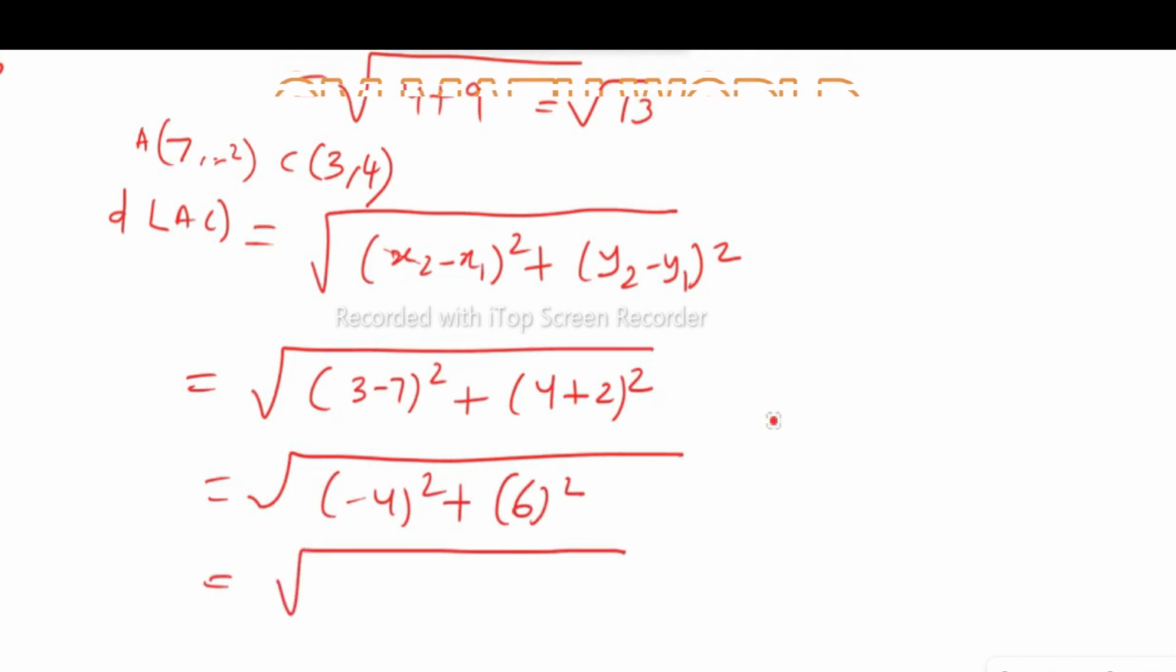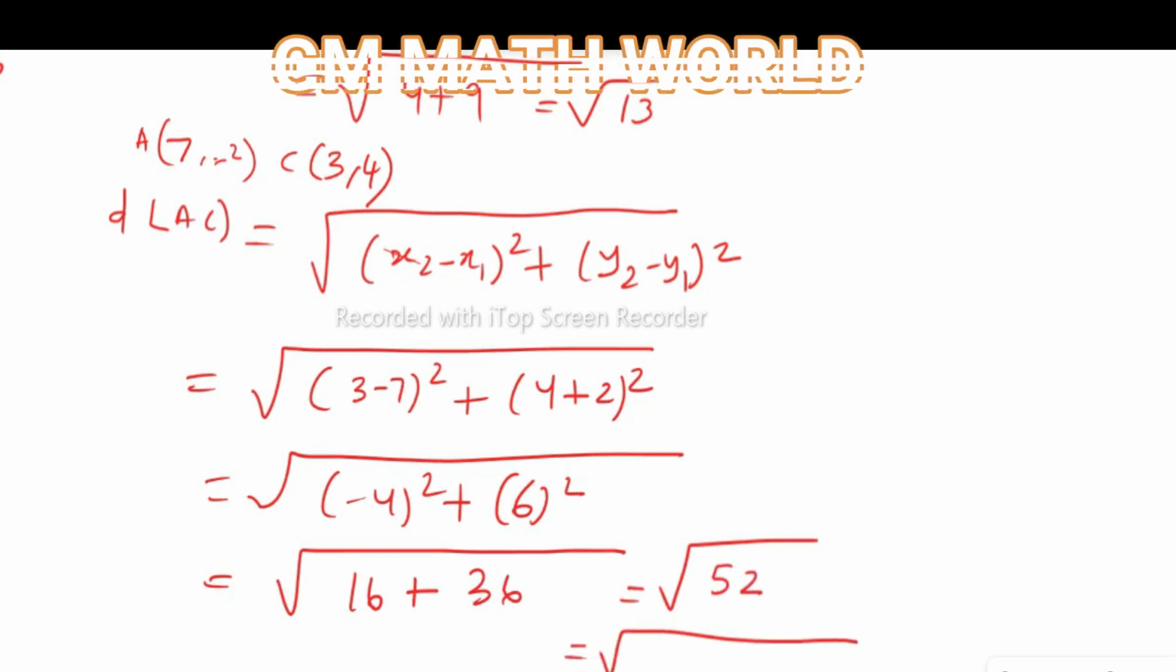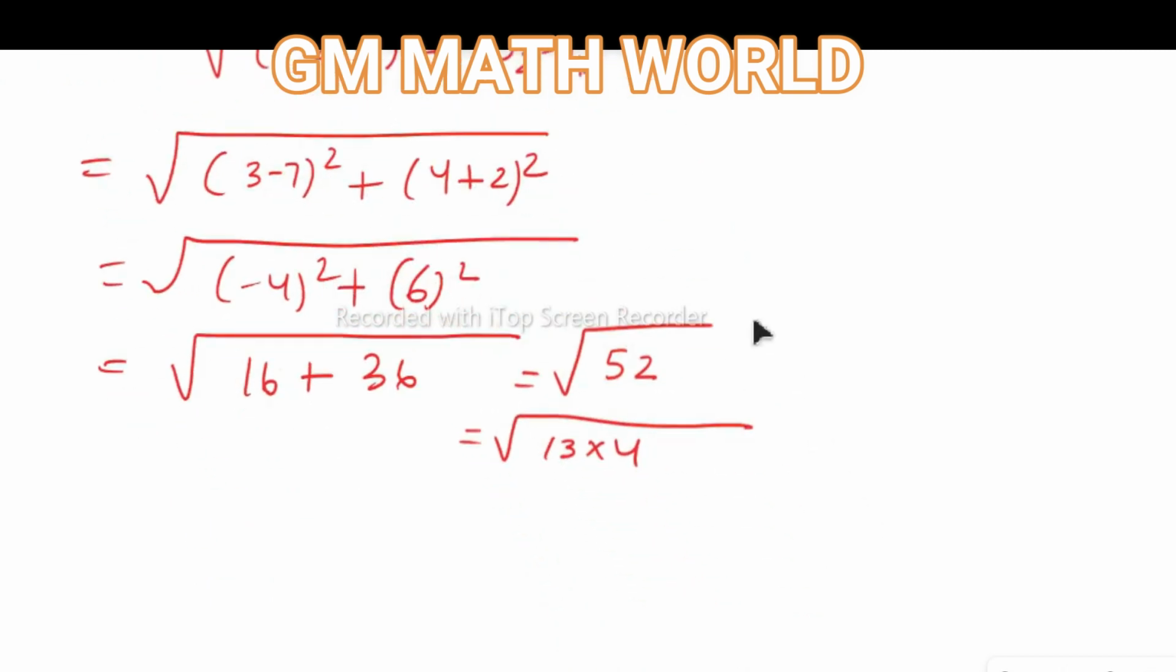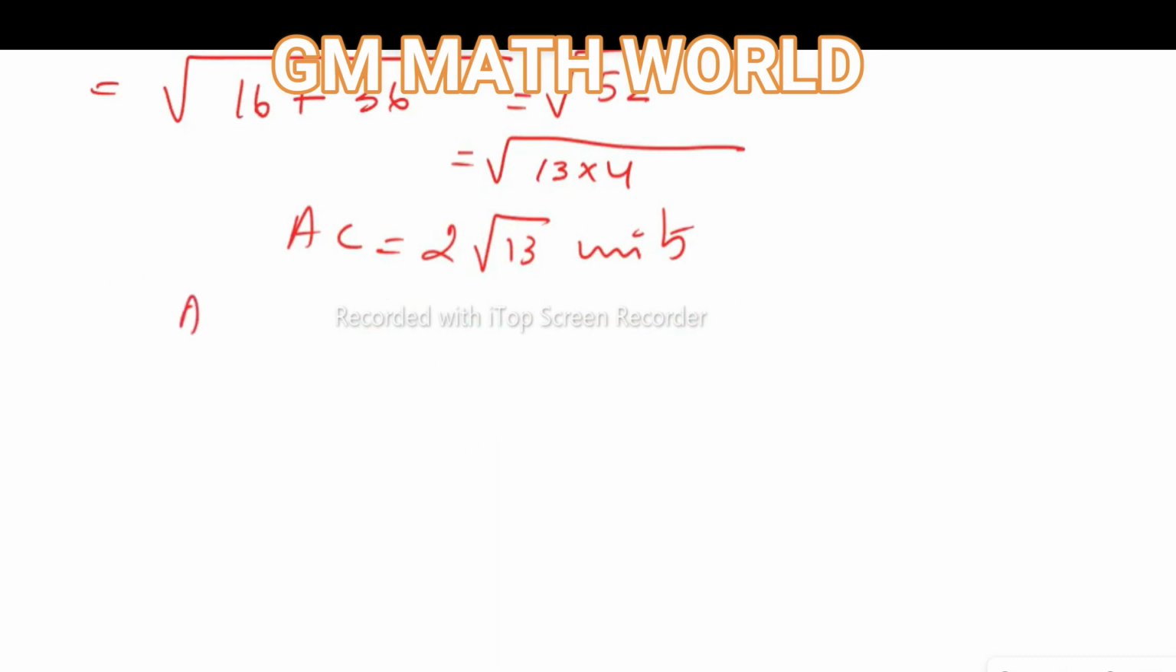So square root of 16 plus 36 is square root of 52, which is square root of 13 into 4, and 4 is a perfect square number, so 2 can be taken out. Square root of 4 is 2, so 2 is out. So AC is the distance, which is 2 times square root of 13 units.